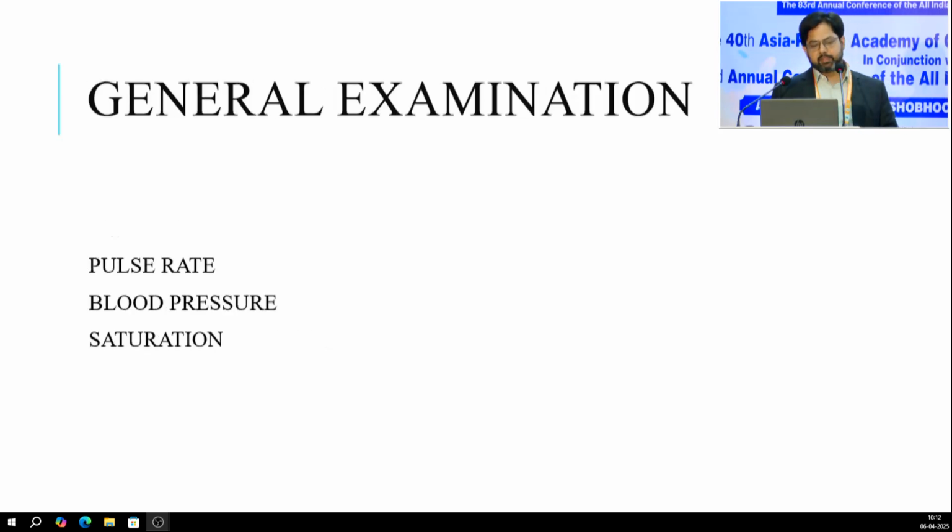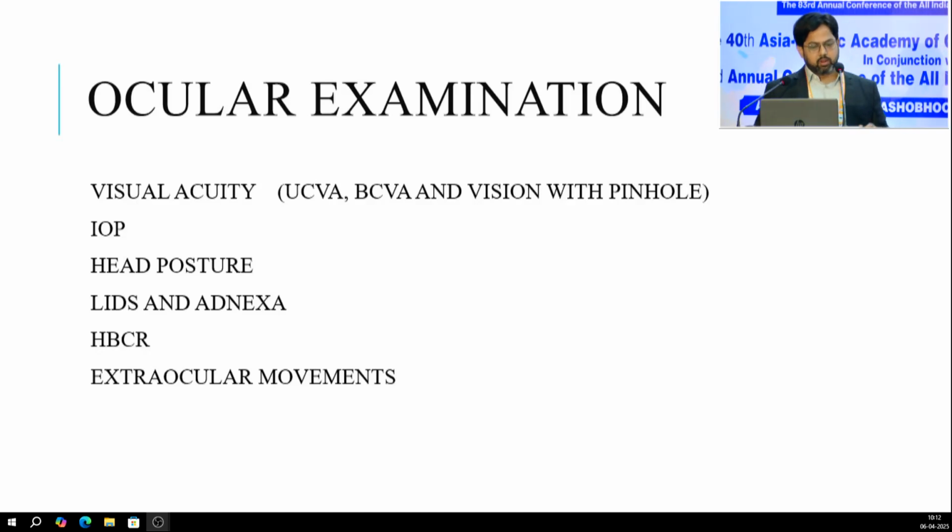Coming to general examination, you would want to see the pulse rate. It shouldn't be very tachycardic. Blood pressure, if it is high, you need to treat that before surgery. And saturation. Now coming to ocular examination, you need to document the visual acuity. Both uncorrected, best corrected, and vision with pinhole, very important. You need to document IOP, preferably with a non-contact method. You need to document the head posture.